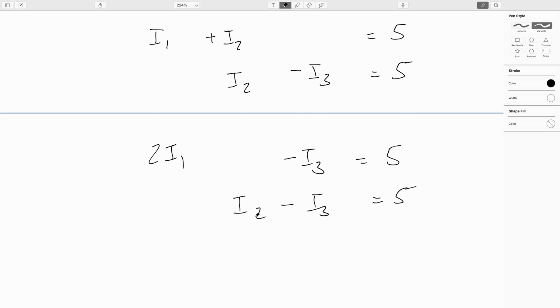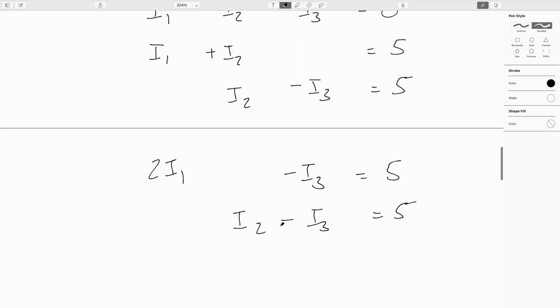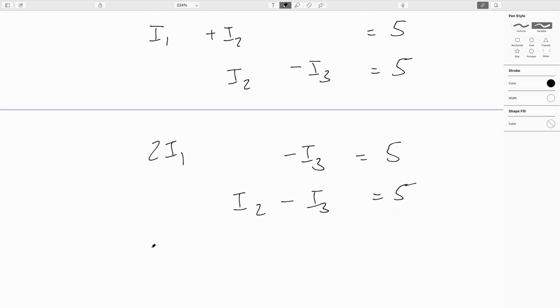So if I look at this one and this one, I can subtract those two from each other. So let's do that. I'll have 2I1 minus I3 equals 5. And I can take this and subtract. I will have I1, those two cancel, plus I3. Subtracting those, 5 minus 5 equals 0.